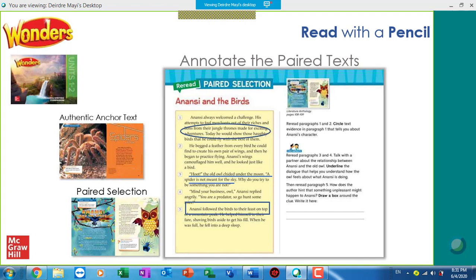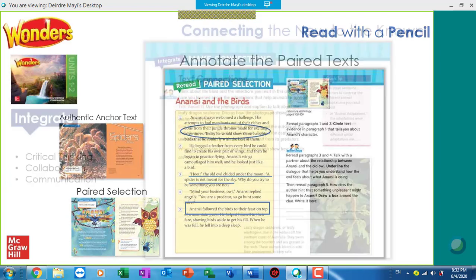So students are asked to reread paragraphs 1 and 2. Circle text evidence in paragraph 1 that tells you about Anansi's character. Students are underlining and boxing here, which is something that they wouldn't be able to do in the print collection of literature.